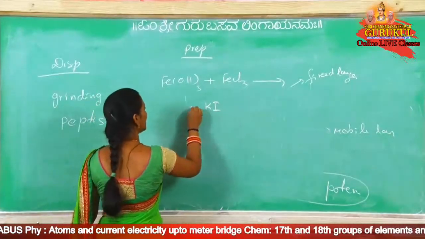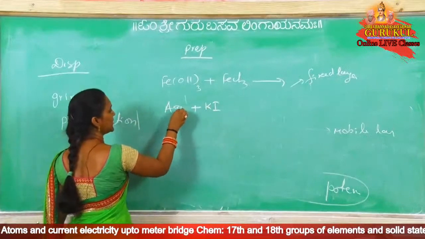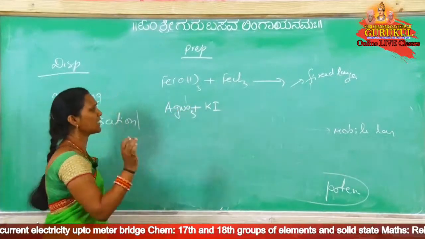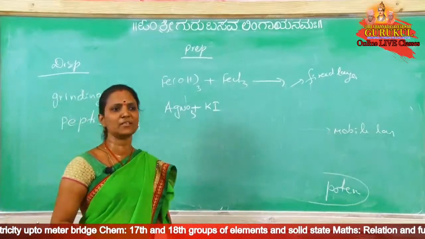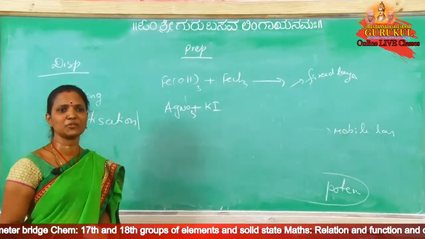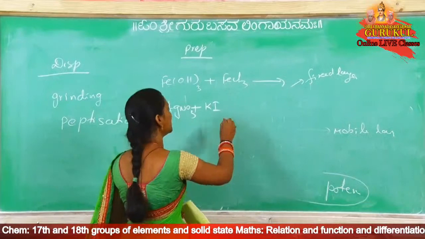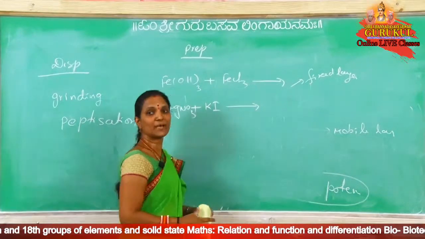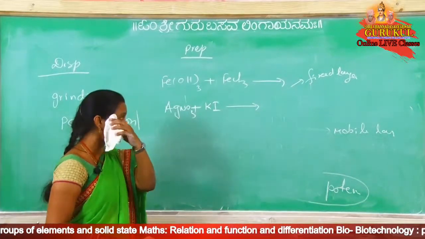Potassium iodide is added to silver nitrate. Anyhow, this is again a very important question, a repeated question. Potassium iodide is added to silver nitrate. What is the reaction here? Potassium iodide is added to silver nitrate solution.